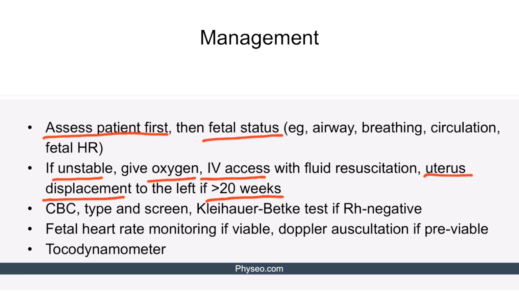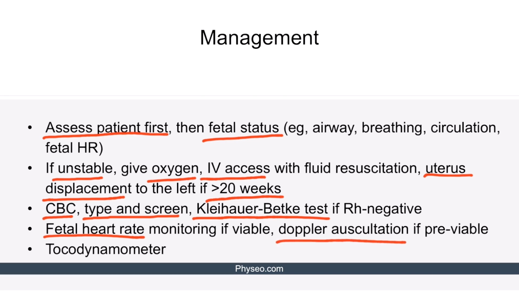In terms of laboratory workup, one should consider doing a CBC, type and screen, and Kleihauer-Betke test if Rh negative. Lastly, one should monitor the fetal heart rate if a fetus is viable, while if the fetus is pre-viable, documentation of the presence of a heart rate with Doppler auscultation is adequate.